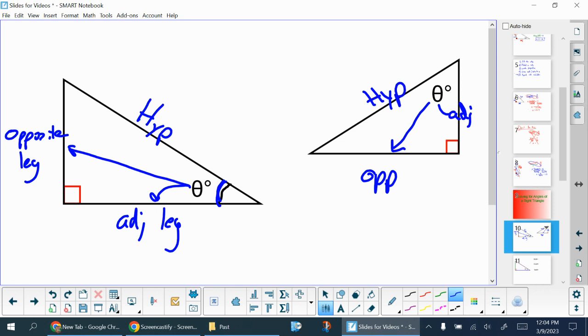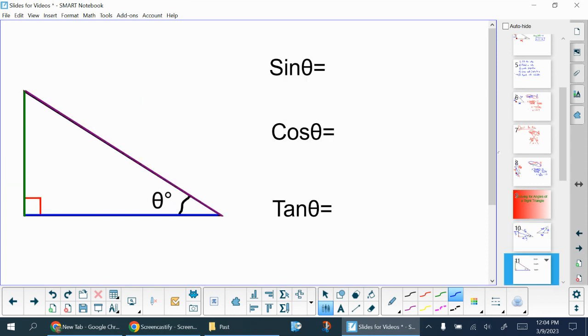Probably the biggest thing you could do wrong is switching up those adjacent and opposites, because you're not going to have a chance from the beginning. Once we've got our side names down, then we can start to talk about our three different trig ratios. So I'll go ahead and label our sides: opposite, adjacent, and hypotenuse.